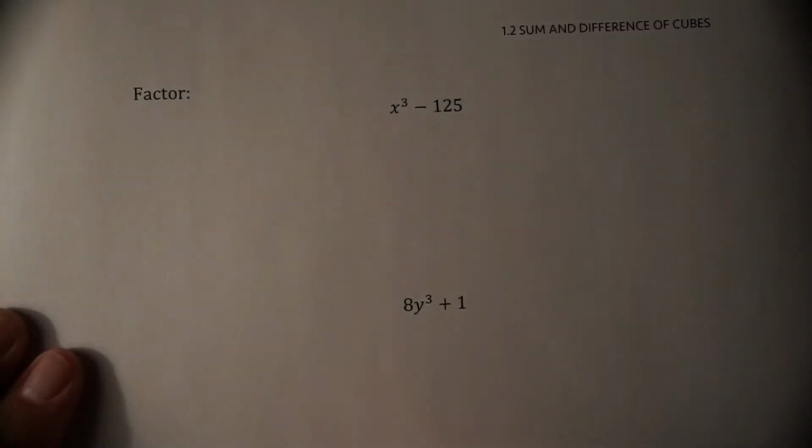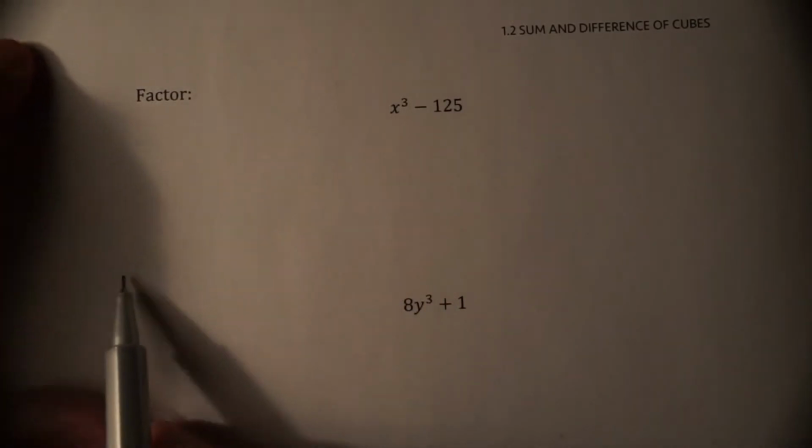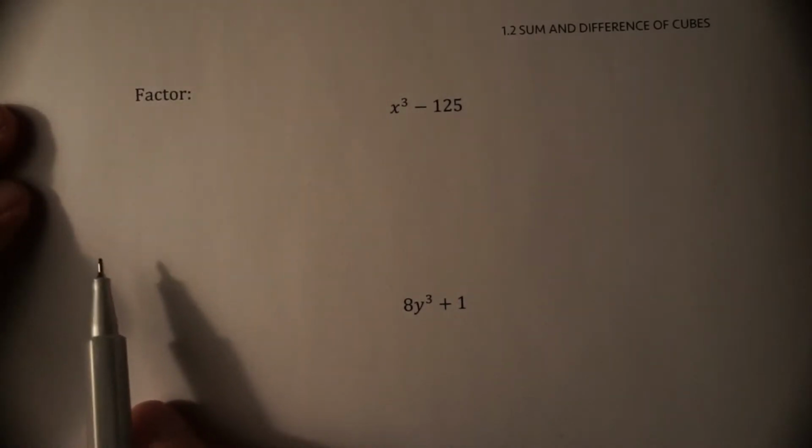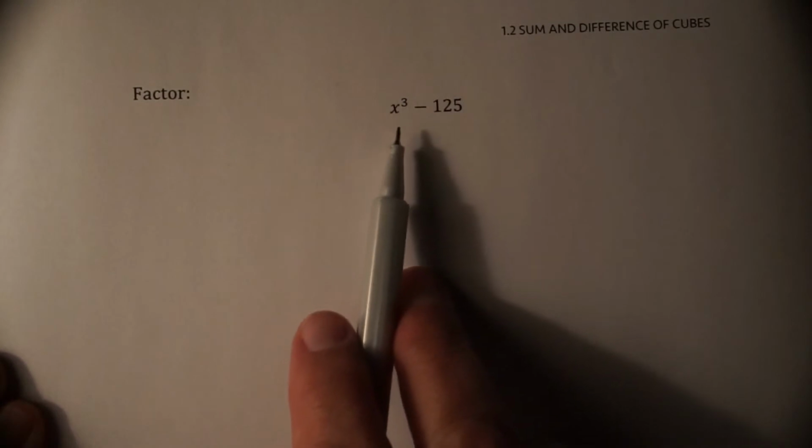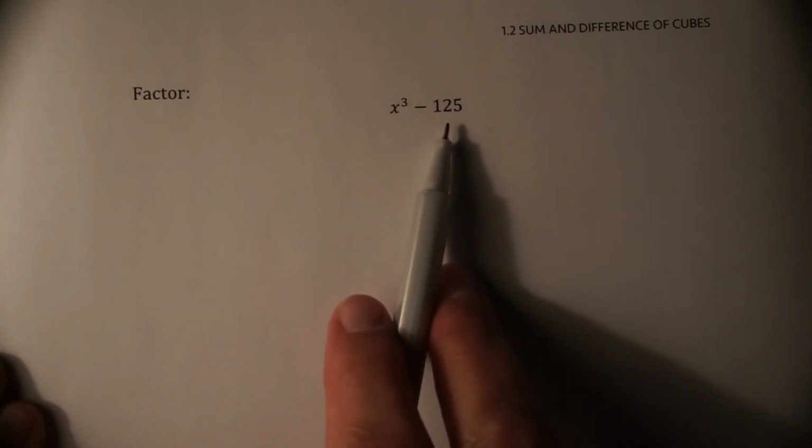In this lesson, we're going to learn how to factor a difference or a sum of perfect cubes. So this looks similar to what we did with the difference of perfect squares, except instead of being two perfect squares, we're going to have two perfect cubes. For example, there's x cubed and 125.